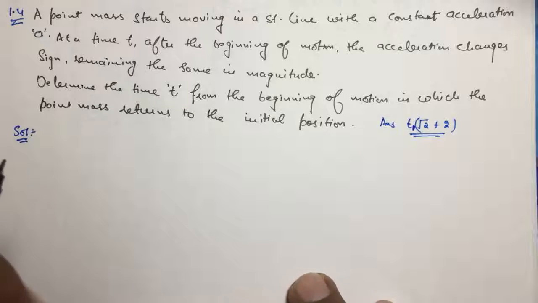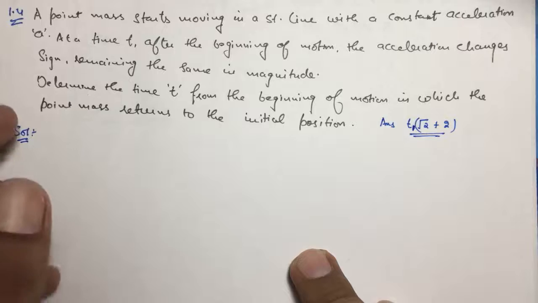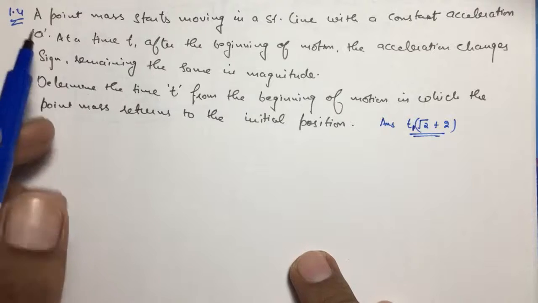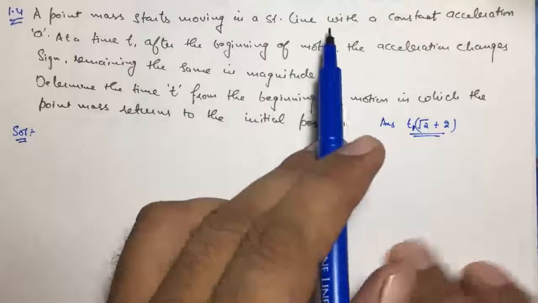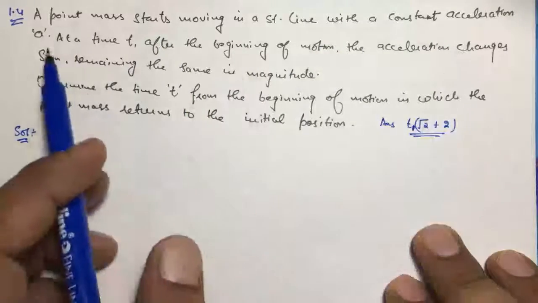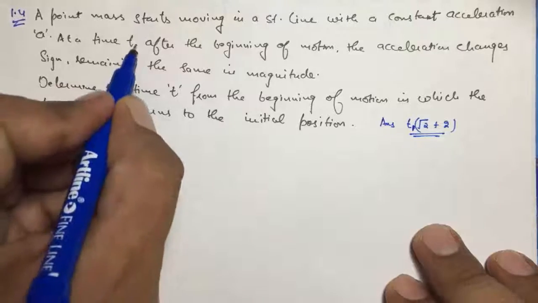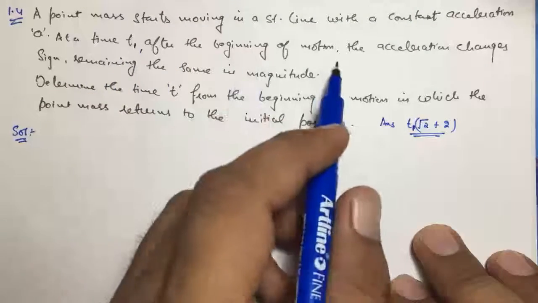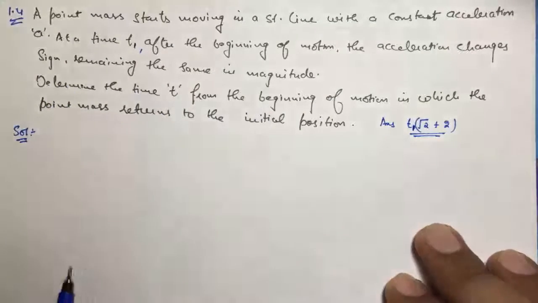Hello everyone. Today we are going to solve the next question from the book S.S. Irodov. The question is 1.4 from the mechanics part, and the question says: a point mass starts moving in a straight line with a constant acceleration a. At a time t1 after the beginning of the motion, the acceleration changes sign, remaining the same in magnitude.